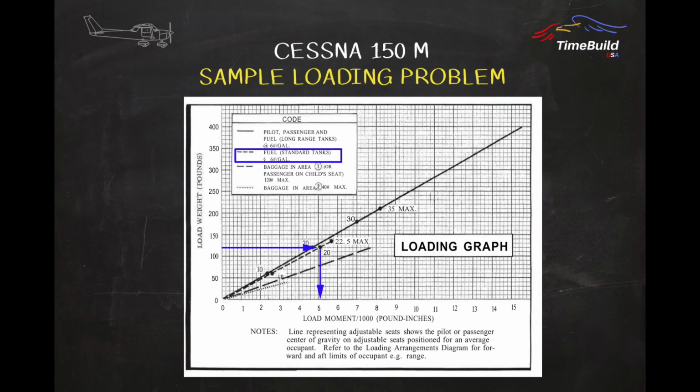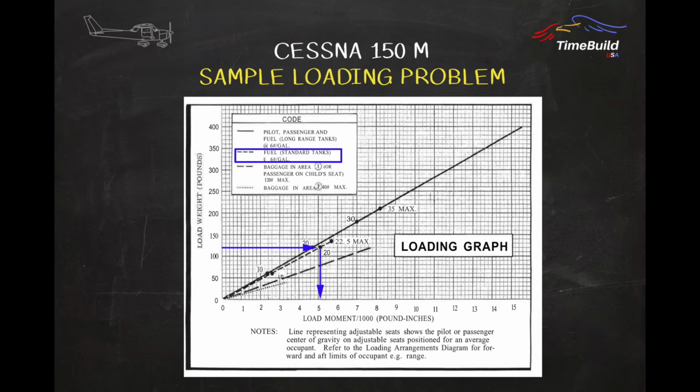The loading graph contains 4 lines extending from the origin in the lower left. In the upper part of the graph, you'll find a legend that matches a line style to a particular station. To use the chart, enter from the left side with the known weight and move right until intersecting the applicable line. Then move straight down from there to find the moment, which has already been reduced by 1,000.